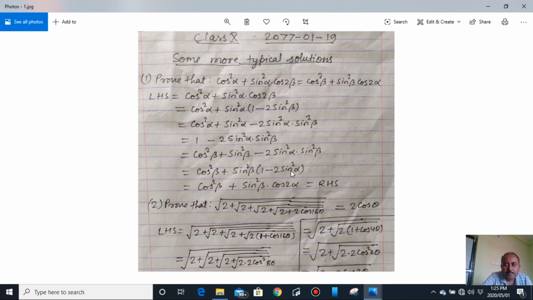Morning, class 10. Today, Baisakh 19. So, this is perhaps the third class in virtual media, that is, online class. I am sitting in my room and you are sitting in your room. So, let us discuss today some typical questions and their solutions related to multiple angle formulas.